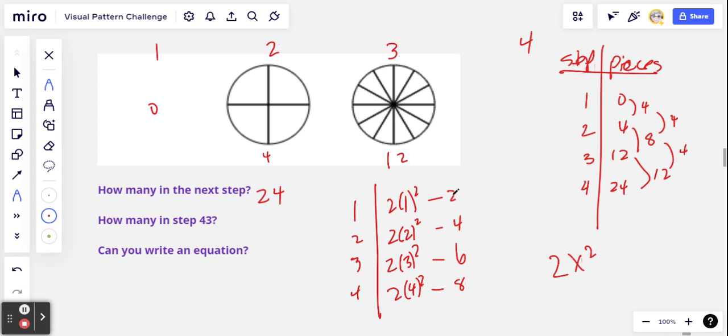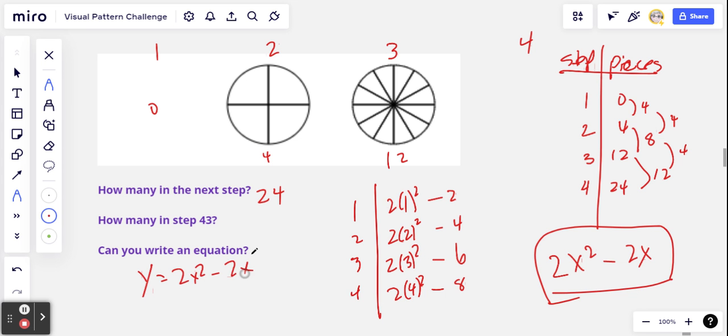So this is going up. The amount that's being subtracted is going up. Well, it's actually 2 times the step number, right? So 1 times 2 is 2, 2 times 2 is 4, 3 times 2 is 6. So this is actually minus 2 times the step number. And that, I think, is our equation. You can go back and plug these step numbers in here and see if it works for you, but I'm satisfied from this chart that this equation reflects the numbers that we've got. So y equals 2x squared minus 2x.